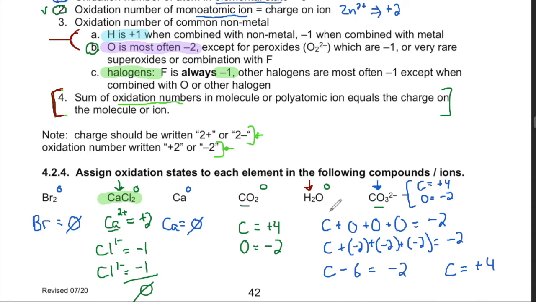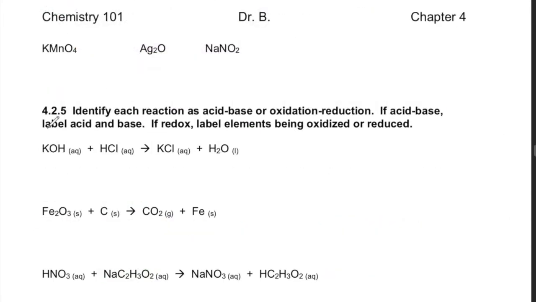So for the carbonate ion, carbon is a +4 and the oxygens are each -2. Let's assign some oxidation numbers to the elements in these other compounds as well. It's sometimes helpful to break up an ionic compound into ions first. So potassium permanganate is made of a potassium ion and a permanganate ion.